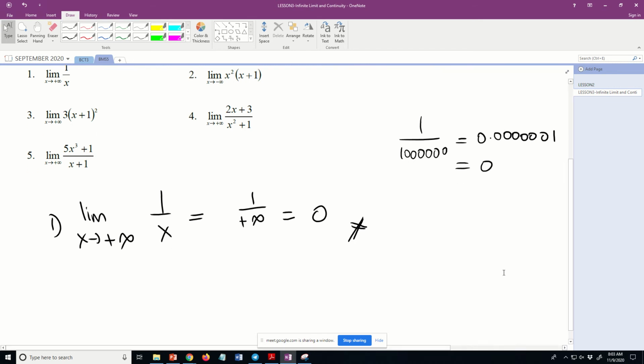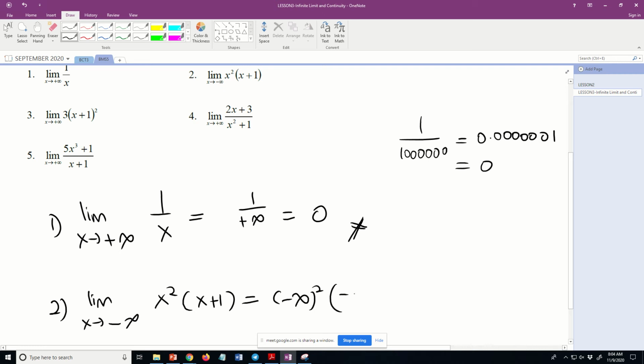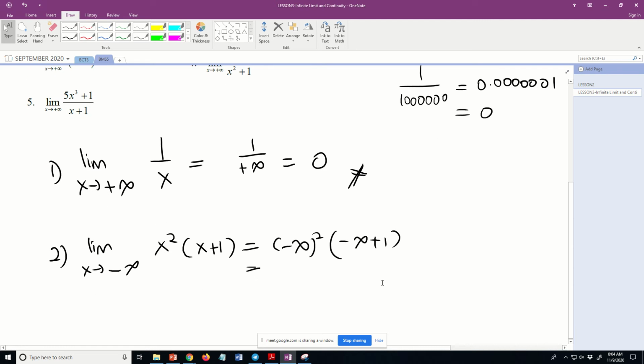Go for question number 2. Limit x approaches negative infinity of x squared times (x plus 1). How am I going to start? Again, I'm going to substitute the value. When I do substitution, negative infinity squared times negative infinity plus 1. So negative infinity squared gives me infinity squared. Bagi saya infinity squared, so ini saya boleh ganti terus infinity squared. Then negative infinity plus 1.